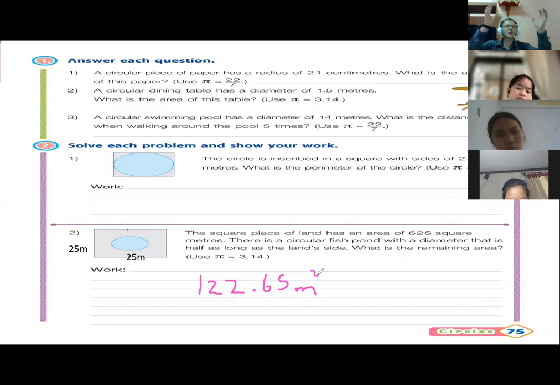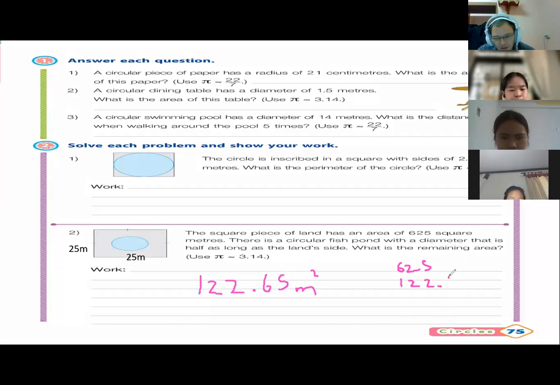Now we know the area of the circle. Now we have to minus the area of the circle from the total square to get the remaining area. So it was 625 minus 122.65.